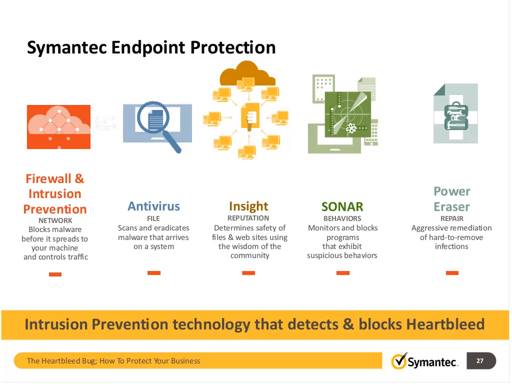We see what's going on across 244 million systems worldwide, and we've used it to build something called the Global Intelligence Network here at Symantec. Insight, which is the core of this reputation protection layer, uses that global intelligence. It uses what we call contextual awareness, and what that does is it reduces scan overhead.